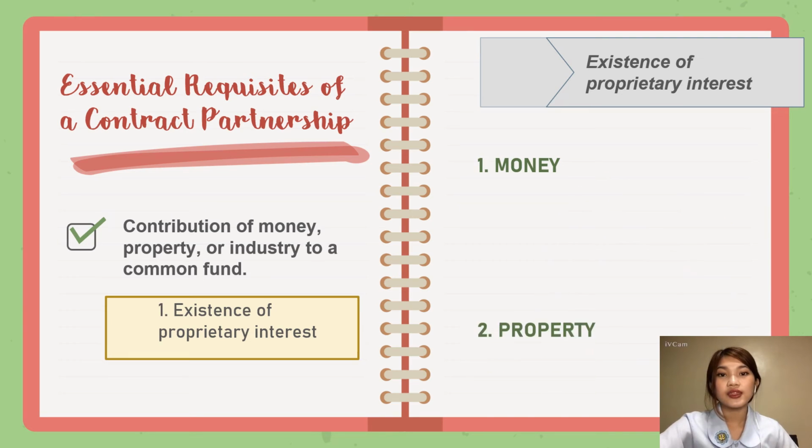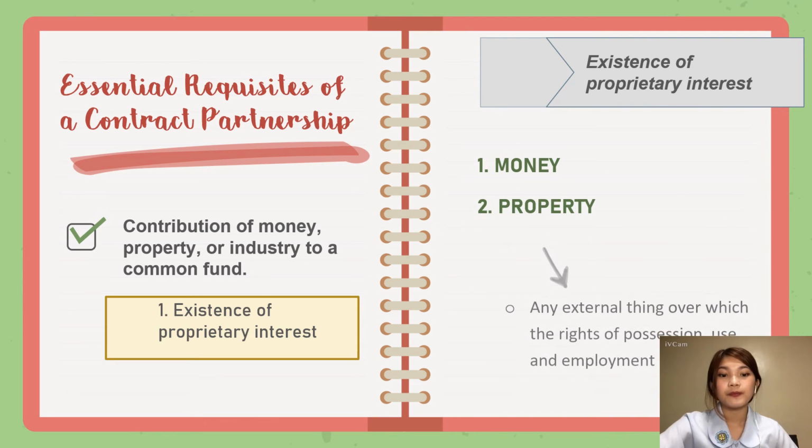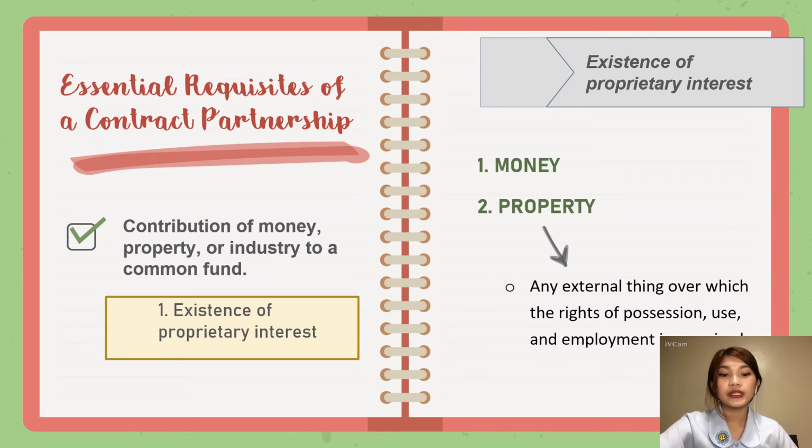Next, we have property. Property, by its meaning, refers to any external thing over which the right, possession, use, and employment of a partner. Under property, take note that the property should have a useful life of at least or more than 2 years.